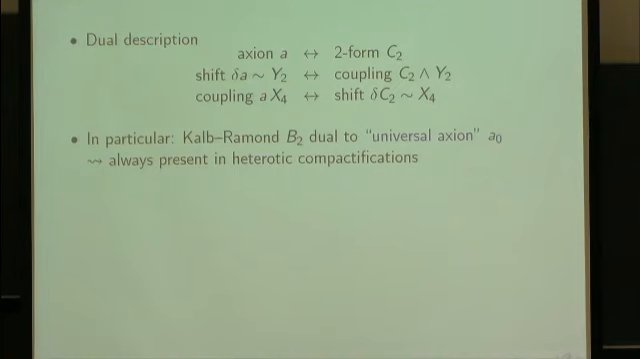Of course, one can also take a dual description in 4 dimensions. I can take the axion and then I dualize this to a 2-form, which basically says, okay, the axion has a shift which is proportional to this y2 and the coupling to this x4, and this is just exchanged for a 2-form. So this shifts via this x4 and couples to y2. That's basically totally the same thing. In particular, of course, in heterotic construction or generic supergravity, you get this Kalb-Ramond B2 form, and this is a dual axion, which is the universal axion a0, which is always present there, which is one axion which is always there in heterotic compactifications.